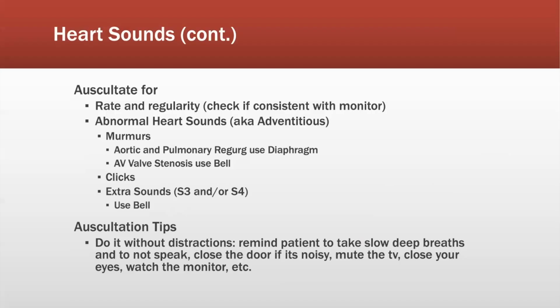So for murmurs, you have the aortic and pulmonary regurgitation. For these, use the diaphragm. Then you want to listen for AV valve stenosis. For that, you can use the bell. Again, clicks and then extra sounds here. And then for the S3 and S4 sounds, you can use the bell.